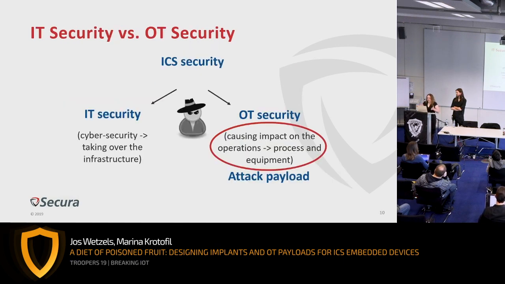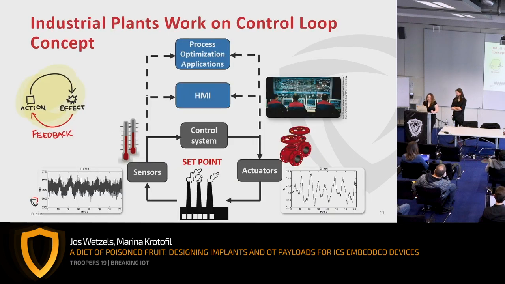So, as you already understood, ICS security consists of two parts. One is IT security: yes, you need to be able to hack into the infrastructure. And secondly, OT security: causing impact on the operation, process or equipment. That constitutes the attack payload, our topic, and this is where we work together. Cyber-physical hacking is all about understanding one concept, the control loop, nothing else. If you understand that, you understand cyber-physical hacking.